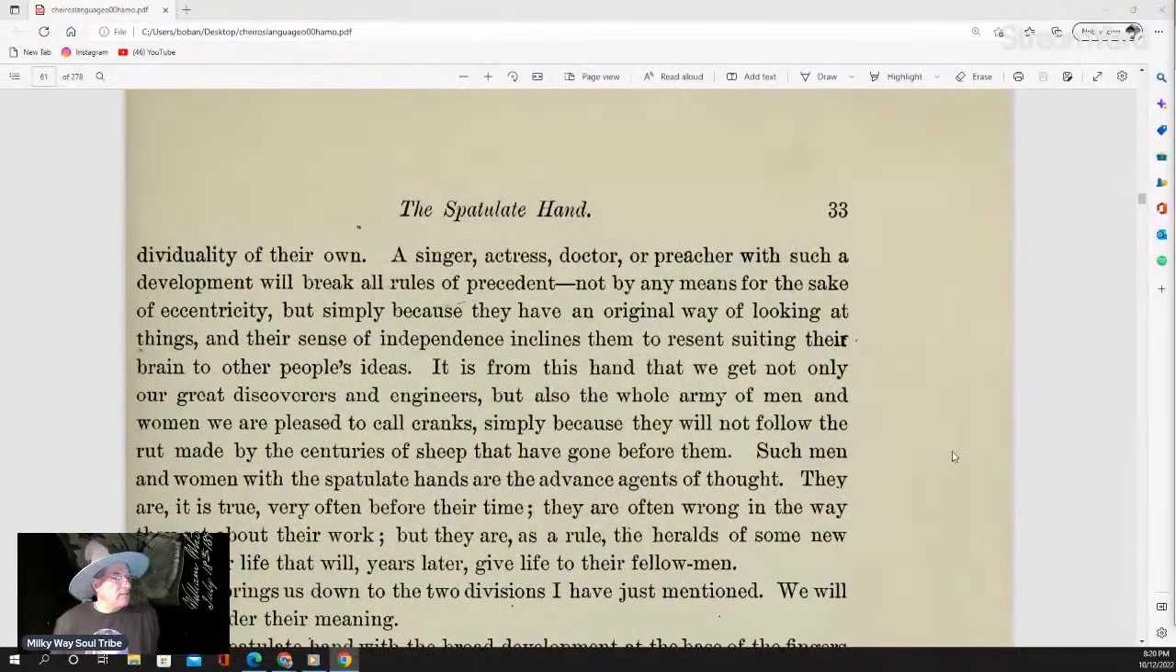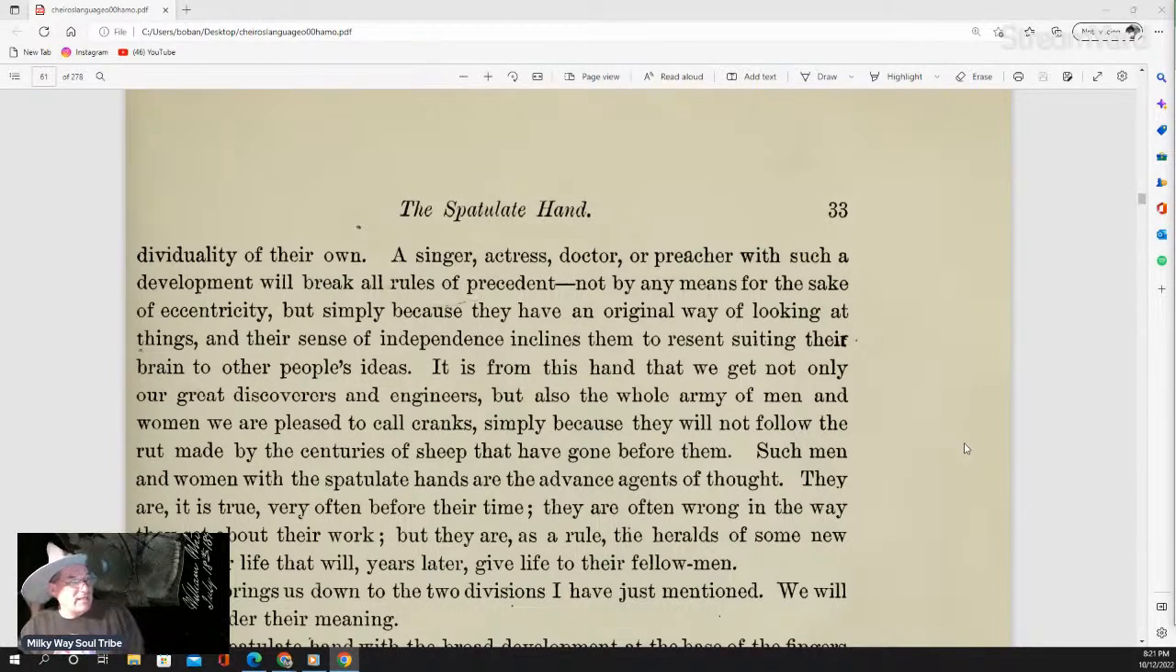Individually of their own, the singer, actress, doctor, or preacher with such a development will break all rules of precedent, not by any means for the sake of eccentricity, but simply because they have an original way of looking at things, and their sense of independence inclines them to resent suiting their brain to other people's ideas.